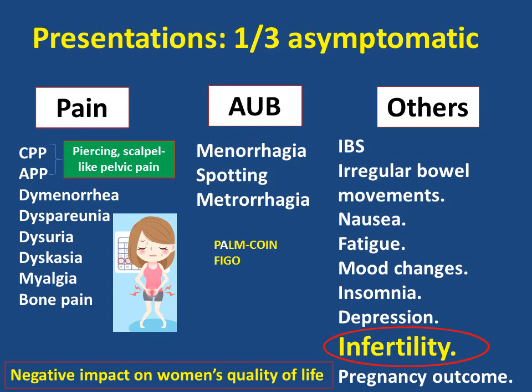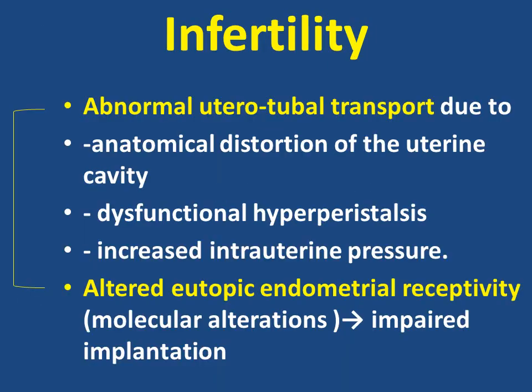And you may have a case with infertility and adenomyosis, or you may have a case with bad obstetric history due to preterm labor, due to abortions, due to preeclampsia, due to any bad obstetric outcome, which can also be attributed to adenomyosis. Regarding infertility, how would adenomyosis be seen as a cause of infertility?